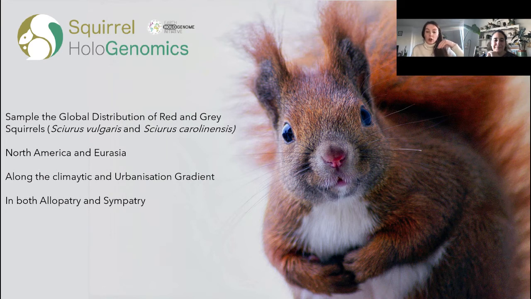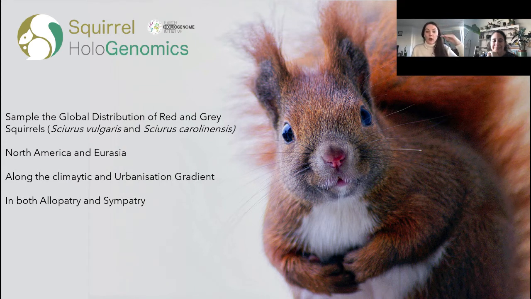So for our squirrel hologenomics, we are sampling the gray squirrels in their native North America, and they're invasive in Europe, mostly in Britain and Ireland and Italy. So we're able to sample the gray squirrels in both continents, and then the red squirrels in their native Europe across their global distribution, all the way from Ireland, Scotland, Italy to Japan, including Norway, Germany.